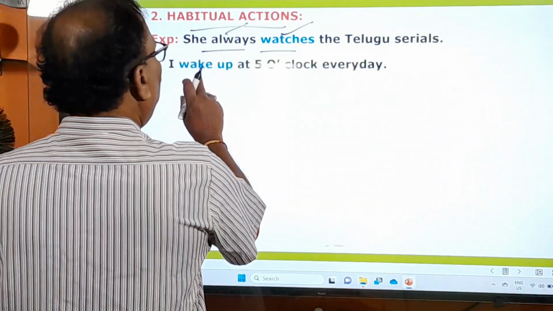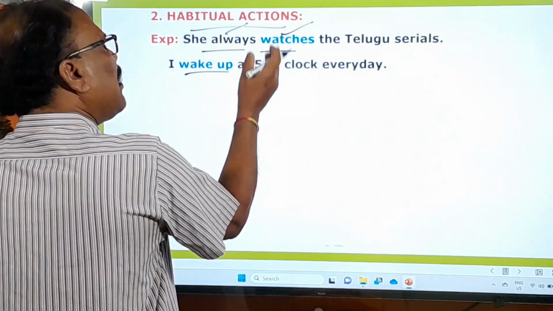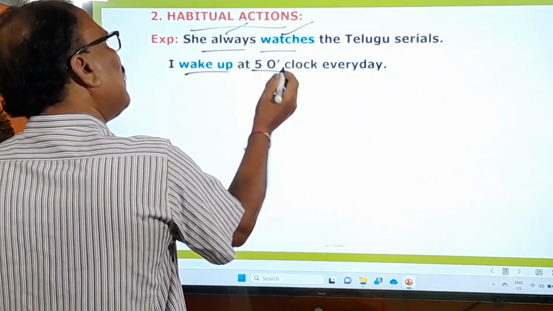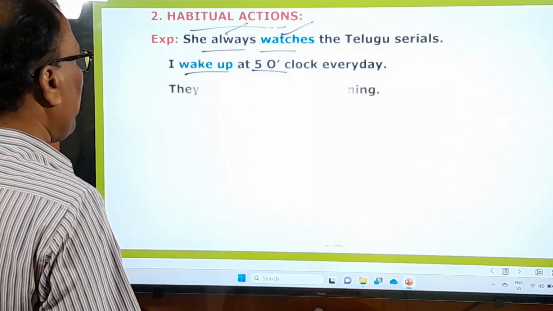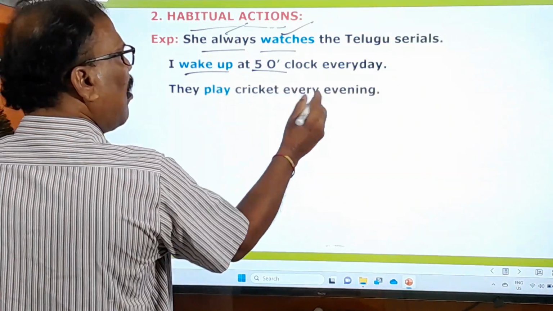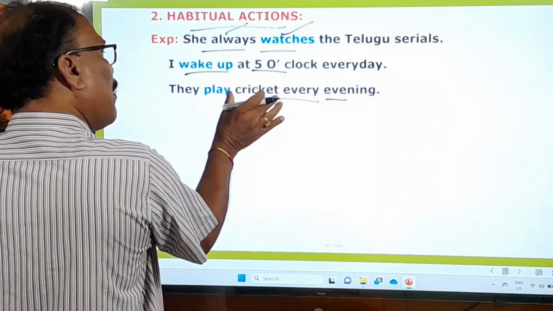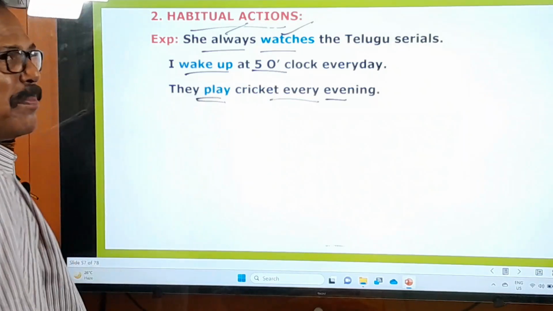And then comes, I wake up at 5 o'clock. What is that? It's a habitual action. Then you must express it in the simple present. They play cricket every evening, not one evening, every evening. That's why it's a habitual action. That's why it is expressed in the simple present.